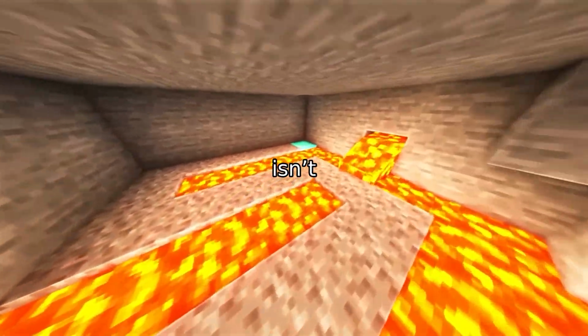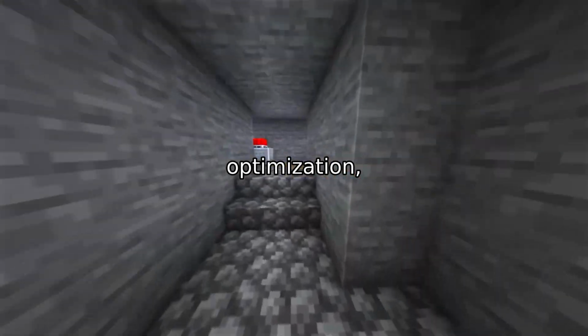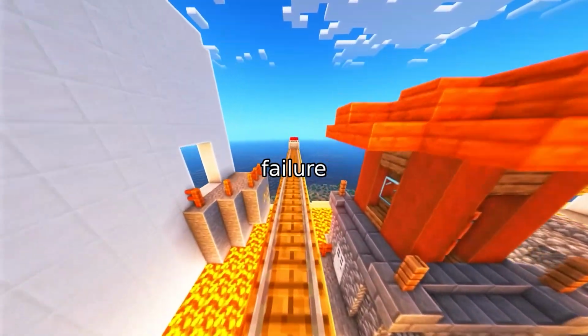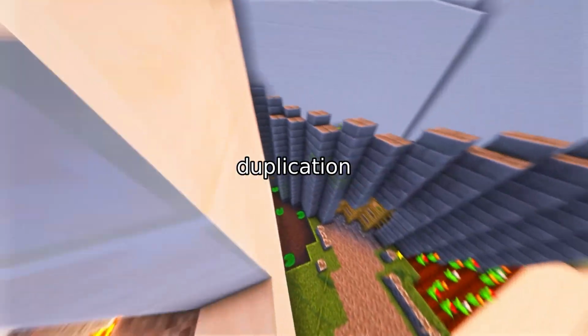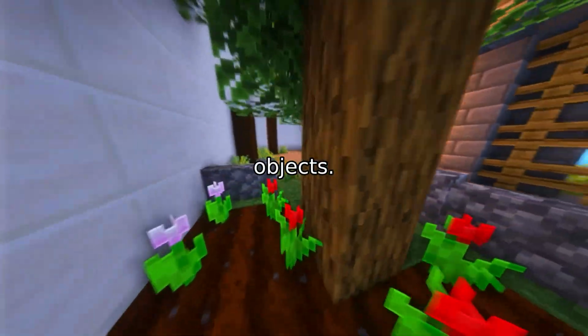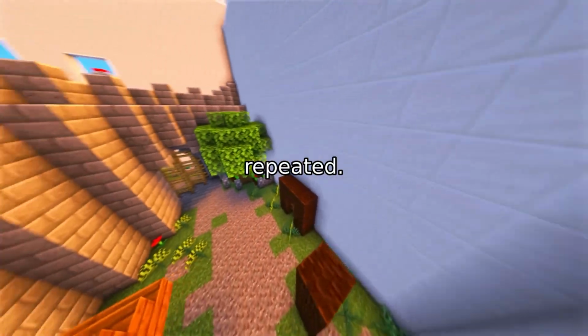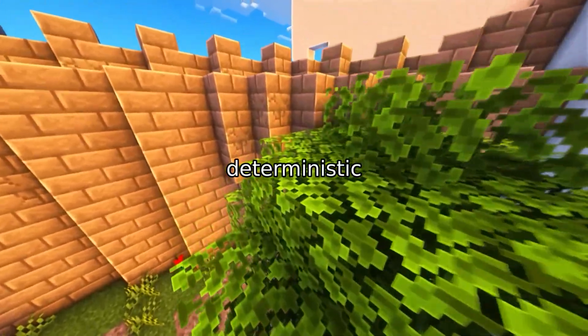But architecture alone isn't enough. When researchers trained these agents using group relative policy optimization, the world model exposed systematic failure modes. Pagination duplication caused double counting. Hallucinations invented non-existent objects. Messy JSON corrupted conversation history. State tracking failed when identifiers were dropped or repeated. And verbose drift broke deterministic grounding.